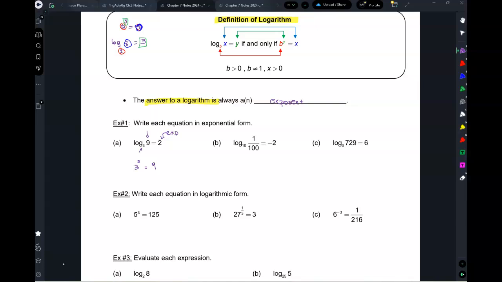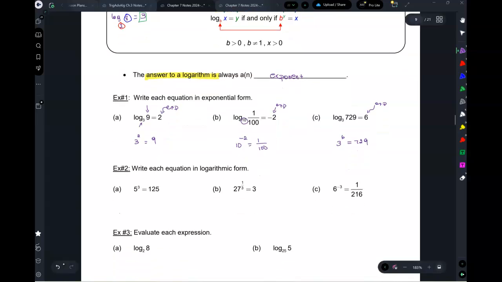Okay, so take a look at this one. What's the base? 10. Every base needs an exponent. -2 is equal to the power 1 over 100. Okay, take a look at this one. Where is the exponent? 6. Every exponent needs a base. What's the base? 3. 3 to the power of 6 is equal to the power 729.